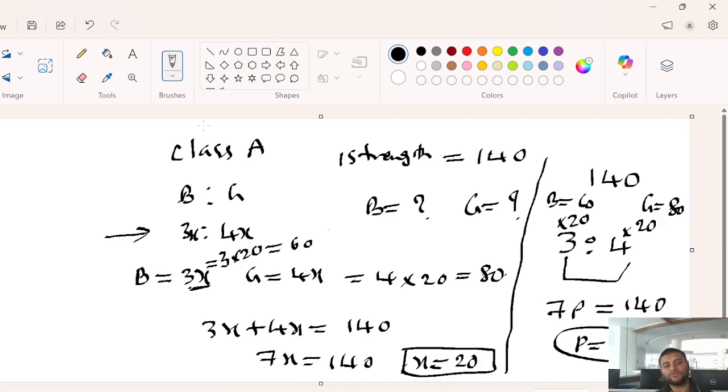There is no need to take a multiplier and multiply all these things. Here also we are taking a multiplier, but we are directly adding the ratio terms. So 3 plus 4, that is 7 ratio, is equal to 140. From there we will get the part value or ratio value. From that ratio value we will tell how many boys and how many girls there are in the class. I hope you are understanding and loving the class, my friends.